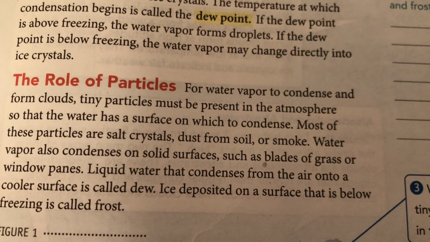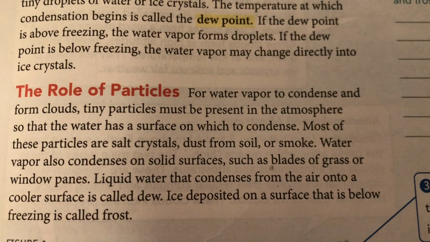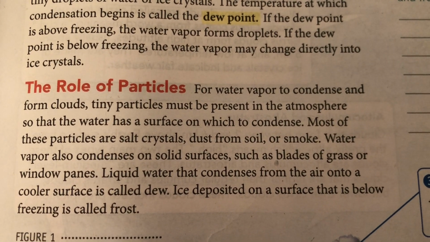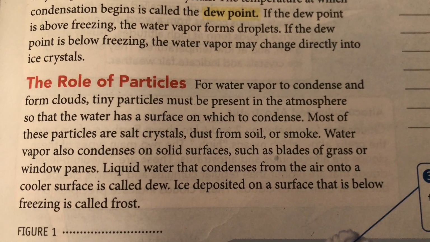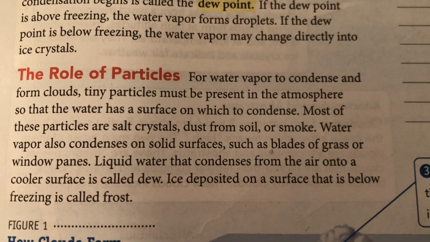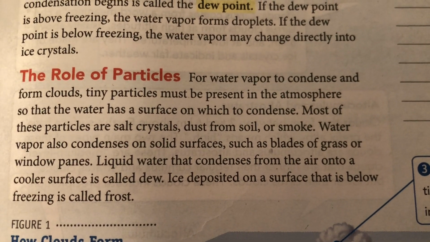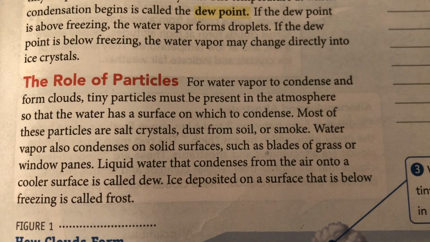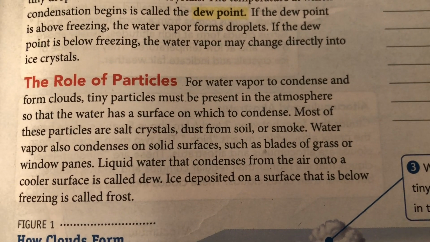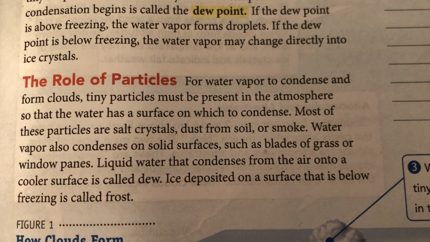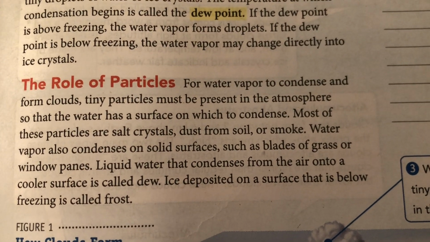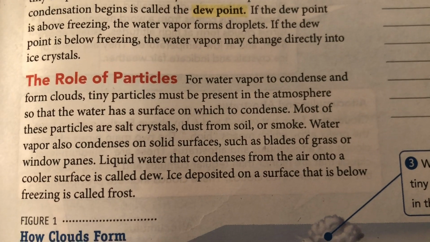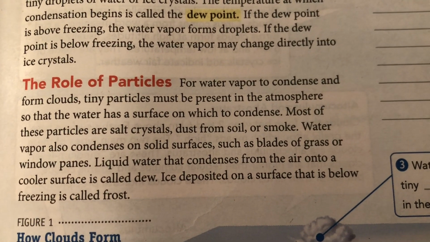The role of particles. For water vapor to condense and form clouds, tiny particles must be present in the atmosphere so that the water has a surface on which to condense. Most of these particles are salt crystals, dust from soil, or smoke. Water vapor also condenses on solid surfaces, such as blades of grass or window panes. Liquid water that condenses from the air onto a cooler surface is called dew. Ice deposited on a surface that is below freezing is called frost.